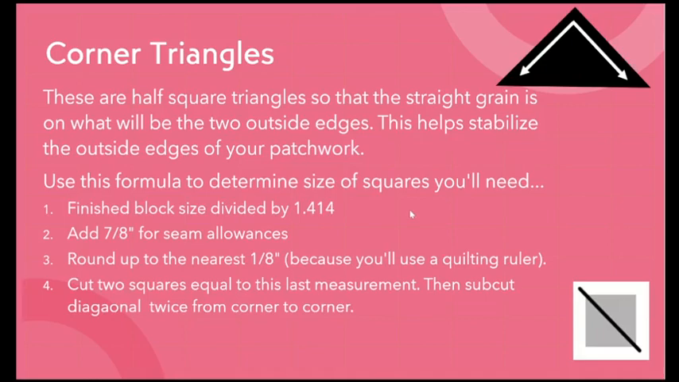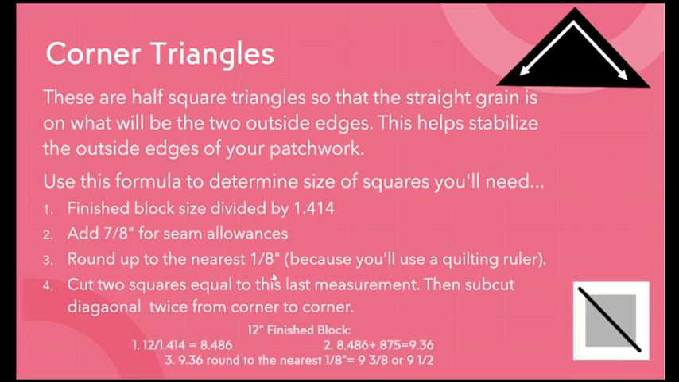To determine the size square that you need for your corner triangles, you're going to take your finished block size and divide that by 1.414. If I was working with a 12-inch square, that's going to give me 8.486. I'm going to add to that 7/8 of an inch, which is going to give me 9.36. If you round to the nearest eighth, you're going to get 9 3/8.